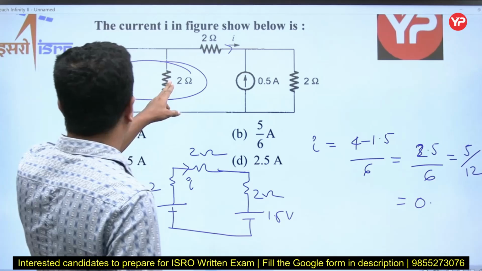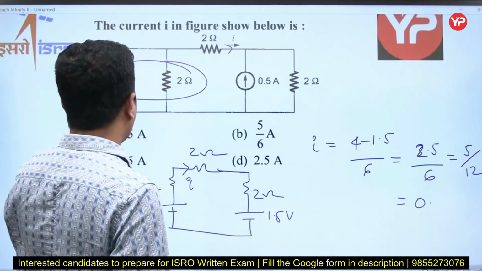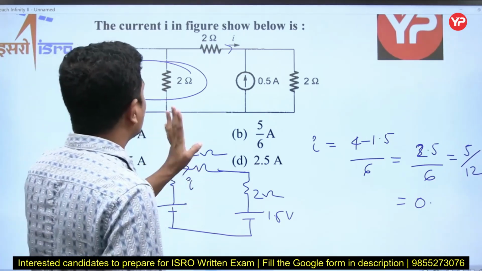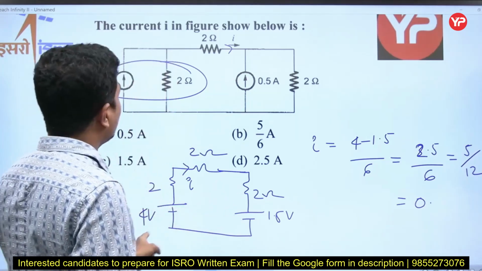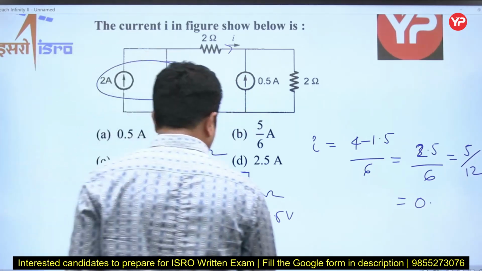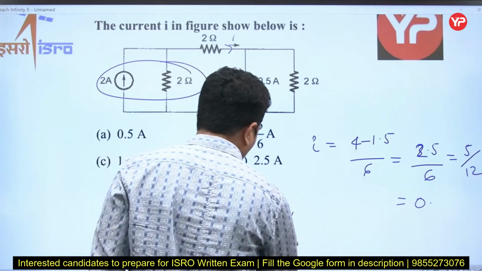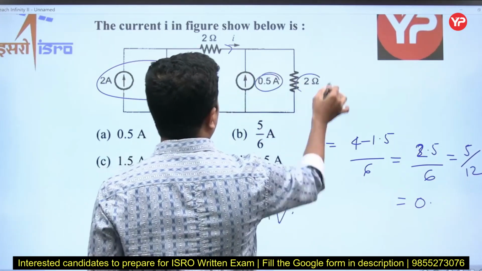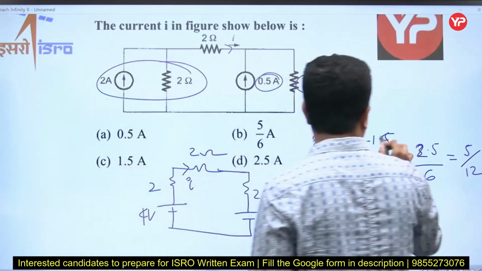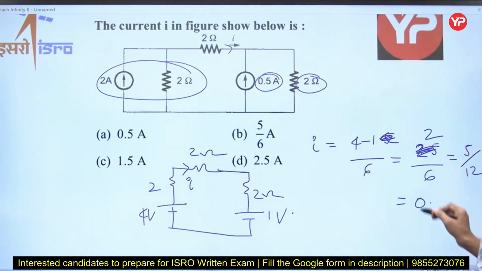This is 2 ohms in parallel, 2 amperes, so 4 and 2 it is. This is also 2, but 1.5 on the upside. Sorry, this is 1, not 1.5. Here is my calculation mistake. 0.5 into 2 is 1. Now this is 1, this is 1, so it is 3 by 6, which is 1 by 2, that is 0.5 amperes.